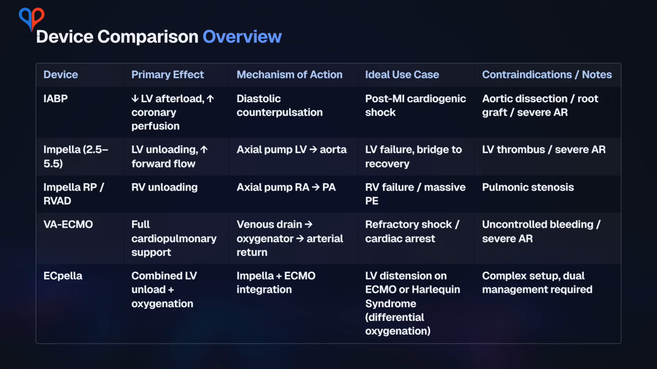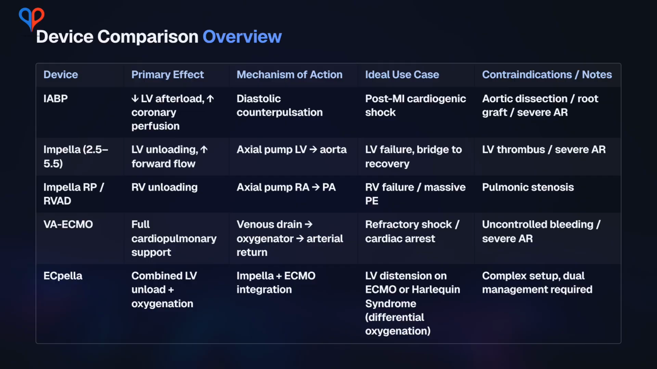Left-sided models draw blood from the left ventricle and deliver it to the aorta. Right-sided models, such as Impella RP, transfer blood from the right atrium to the pulmonary artery. Always confirm positioning with echocardiography. Maintain activated clotting time, ACT, between 160 and 180 seconds. The Impella reduces left ventricular end diastolic pressure, LVEDP, decreases wall stress, and restores forward cardiac output, allowing myocardial recovery.